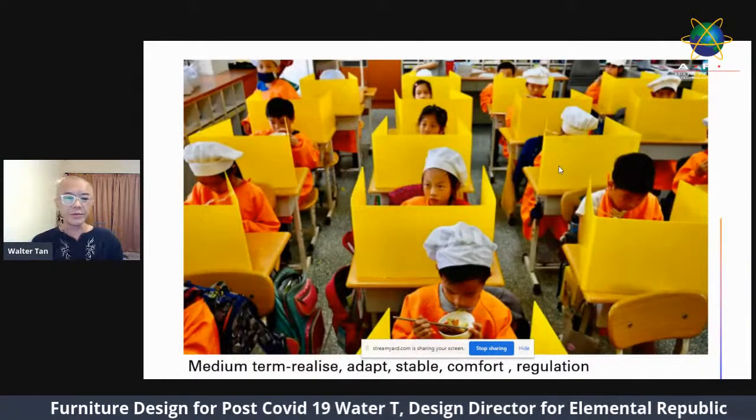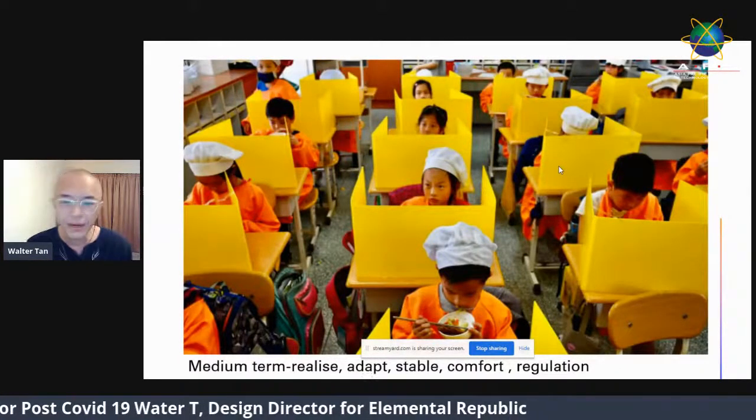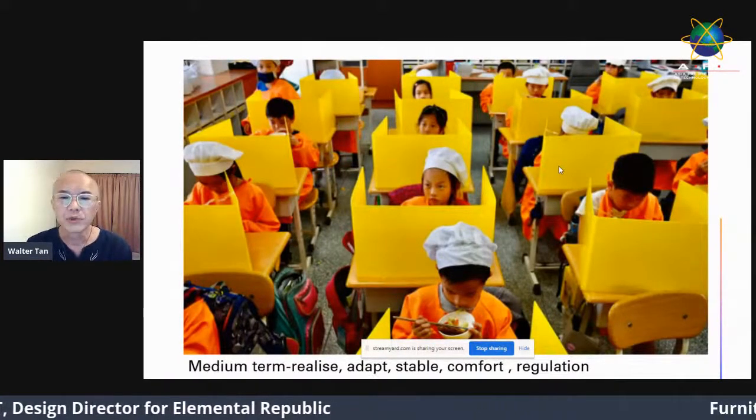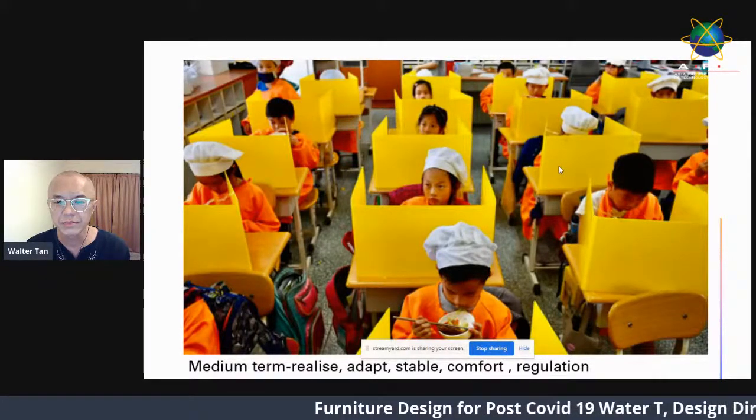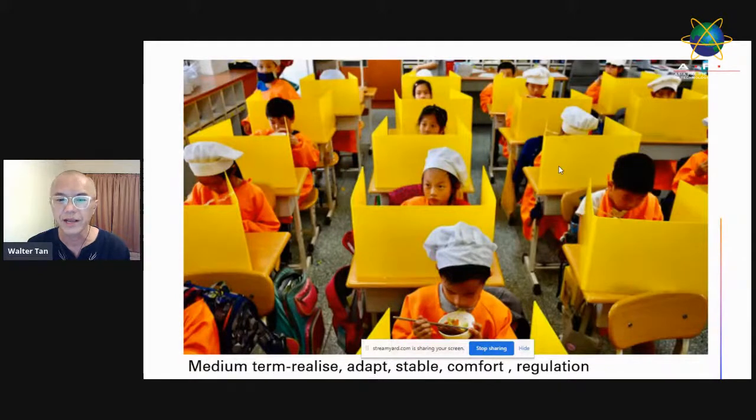Now, the medium term, like now. A few days ago, the government, KKM, allowed students to go back to school. So people realize they have to adapt. It's a little bit stable and a little bit comfortable now, but they still have to follow the regulations. This picture was taken in Taiwan, because Taiwan opened up their schools a few months before us.